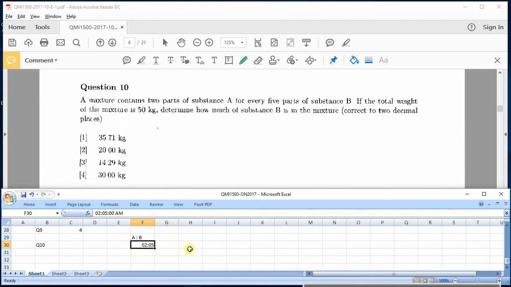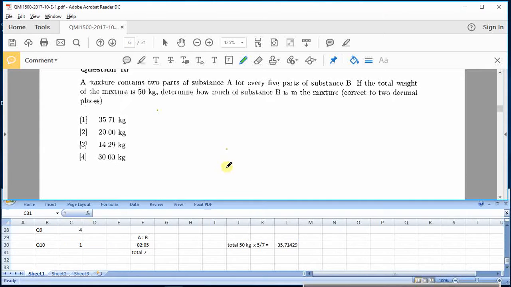If the total weight of the mixture is 50 kilos, how much substance of B is in the mixture? Okay, so that means 5/7, right? Yeah. Okay, 2 parts A, 5 parts B. So what's the total? 7. So how many parts are B? 5/7. 50 times 5/7 gives me 35.71. Option 1. Awesome. Got that right? Yes. Okay, good.